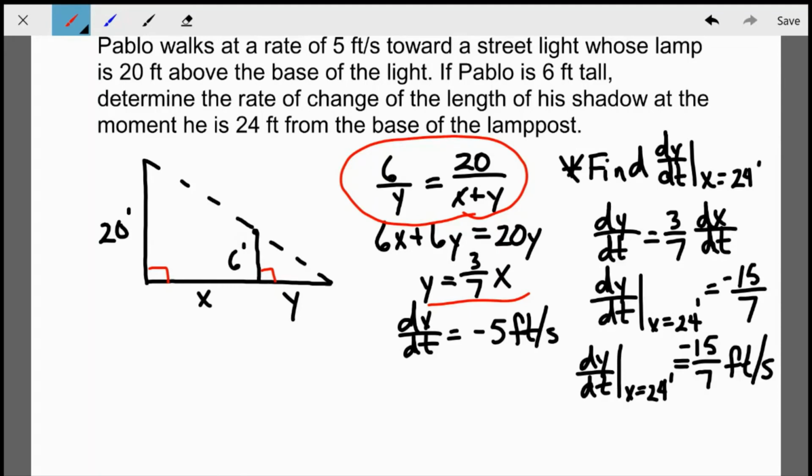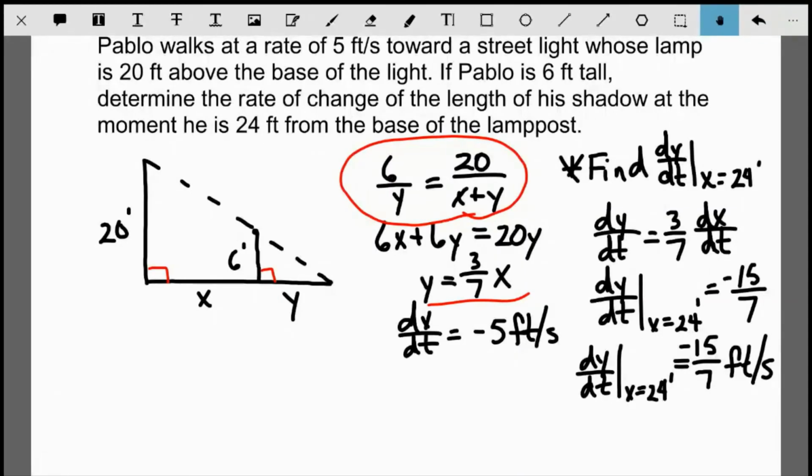And again, we want to think about, okay, does that seem reasonable? If he's walking toward the light at 5 feet per second, does it seem reasonable that his shadow would be getting shorter at roughly 2 feet per second? And I would say, yes, that seems reasonable. It makes sense that it's negative. It also makes sense that the number is not gigantic. It's not really, really small. It seems like a reasonable size. So I can quickly check and at least make sure that it seems like I don't have any glaring errors in my solution.